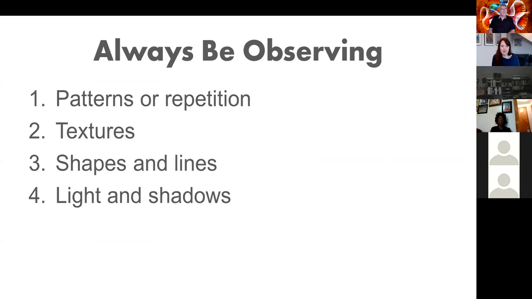So for me, I'm always looking for things like patterns and repetition, interesting textures, shapes and lines, and light and shadow, because these are abstract qualities, which we'll talk about a little bit later, that you can then use to create a composition.